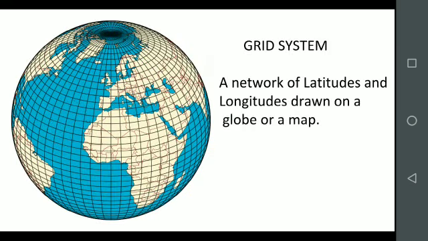The next important element of the map is the grid system, a network of latitudes and longitudes drawn on a globe or a map is called the grid system.